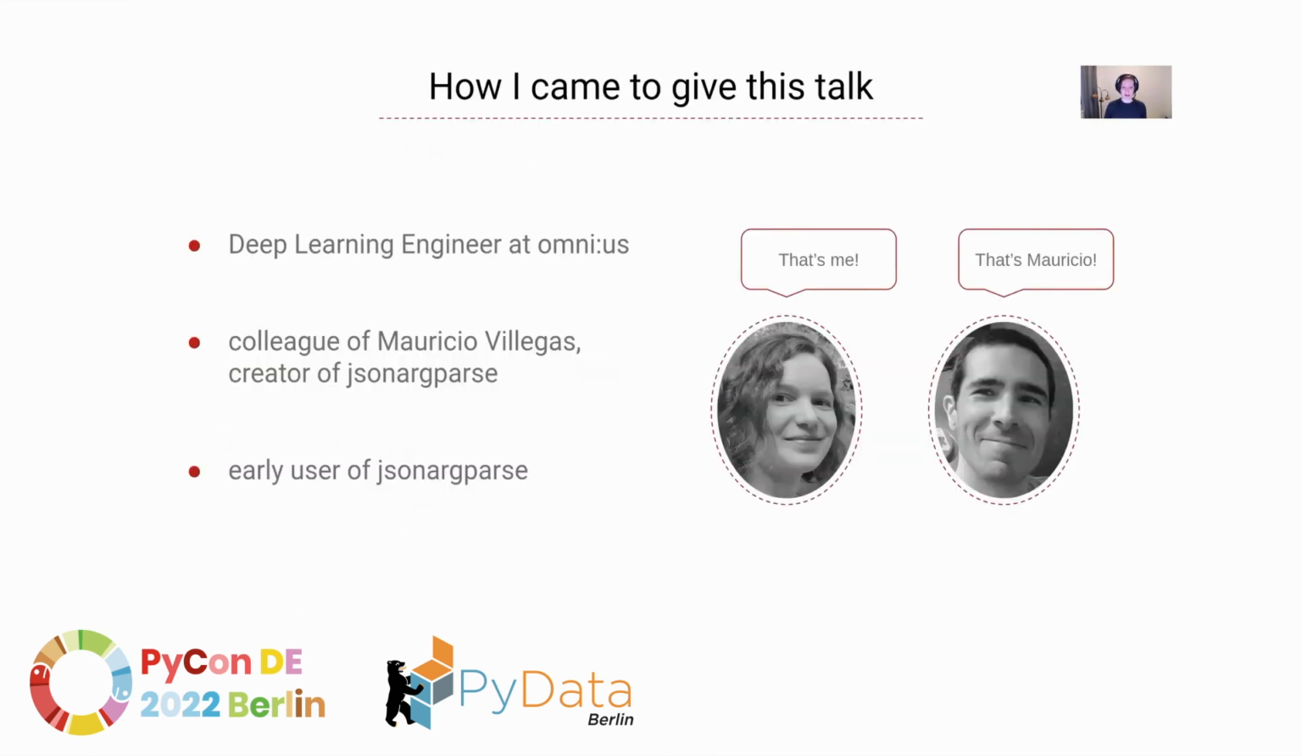Let me start off by telling you how I came to give this talk. I work as a deep learning engineer at Omnius here in Berlin, and deep learning is just one of these areas where there is a lot of configuration options. A while ago, an amazing colleague of mine, Mauricio Villegas, decided to create JsonArcPass for us at Omnius and for everyone else. And I ended up as one of the early users of this package.